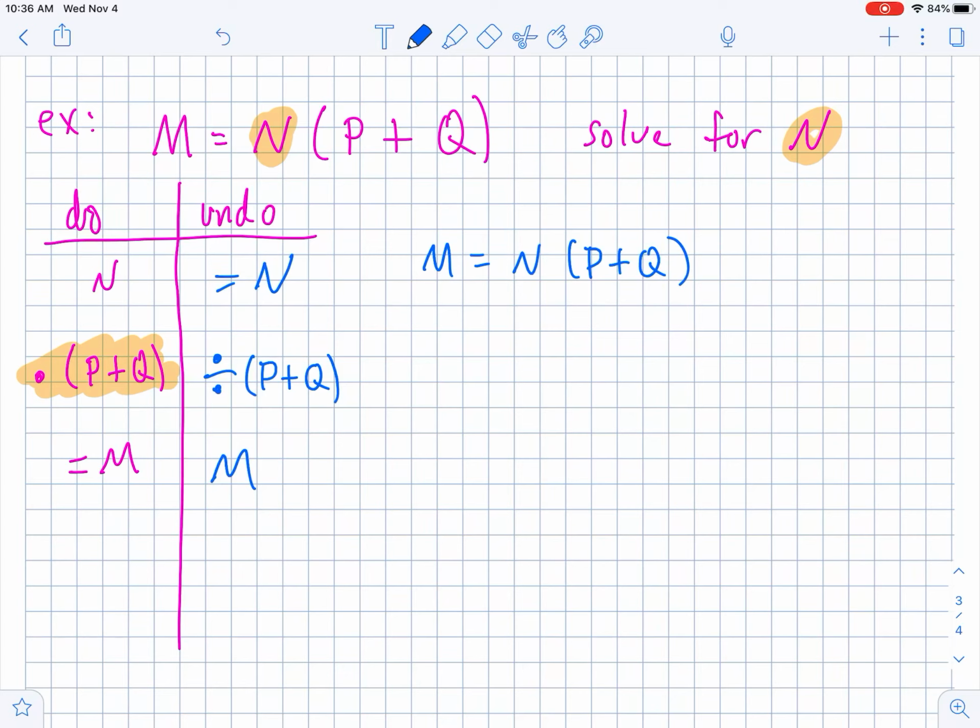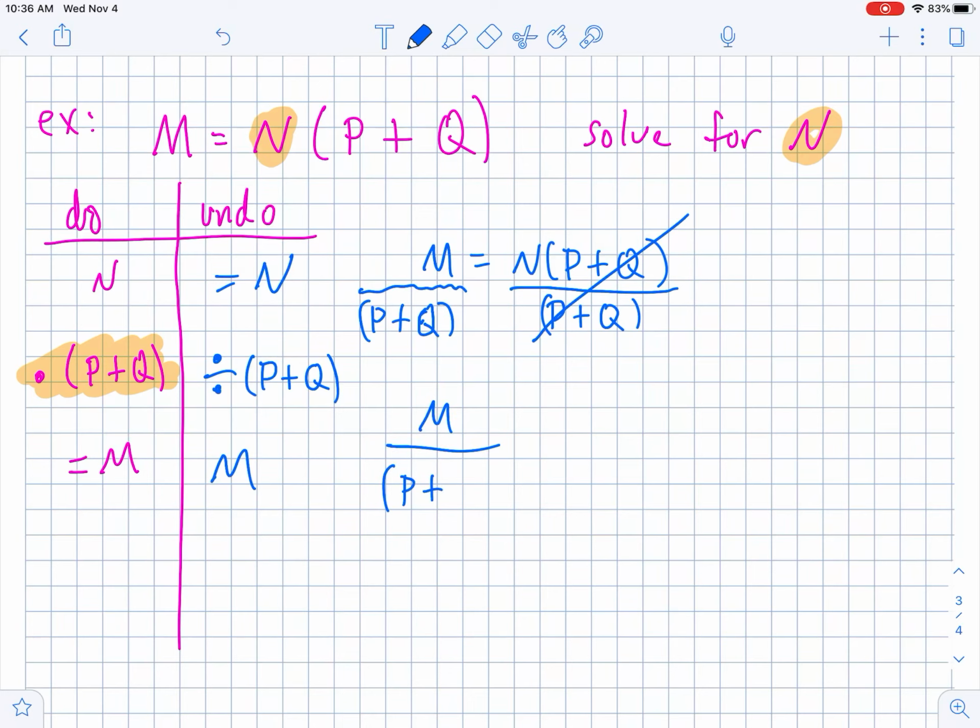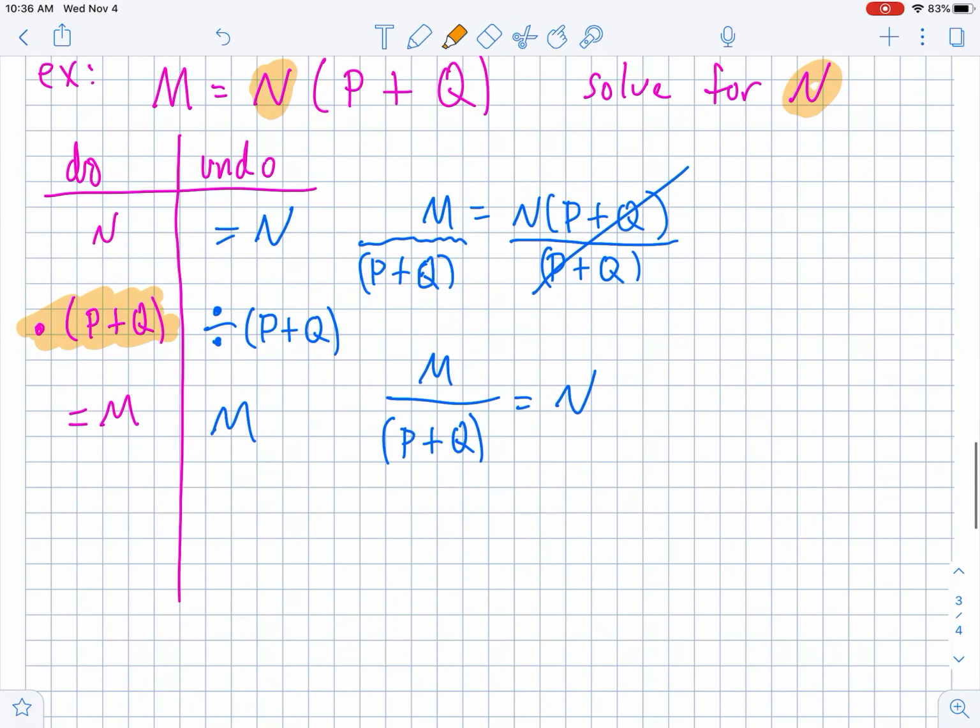So the way I think of it, let's rewrite our equation over here just so I have a little more room, is that the n is not by itself because of that multiply by P plus Q. So if you want to get rid of a multiply by P plus Q, you can just divide by P plus Q. But you can't just do it to one side, you have to do it to both sides. So these cancel out, and then m over P plus Q is equal to n.